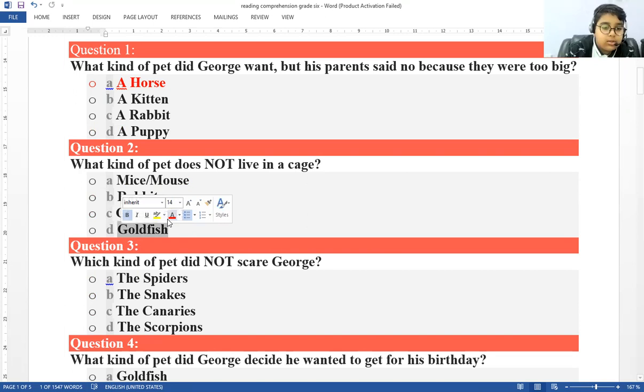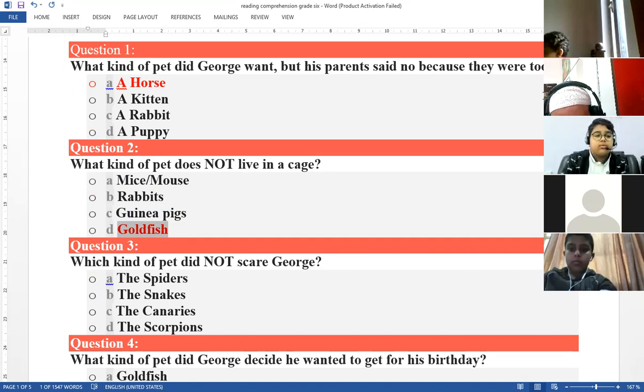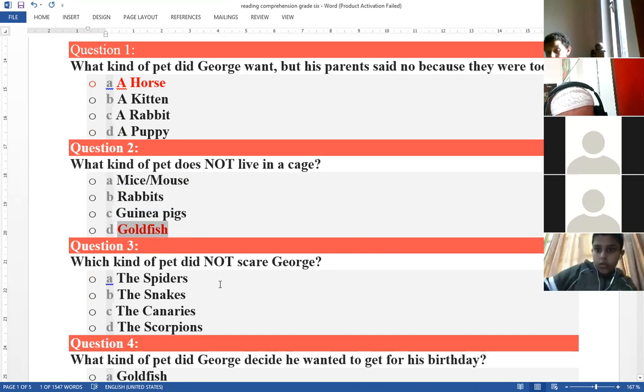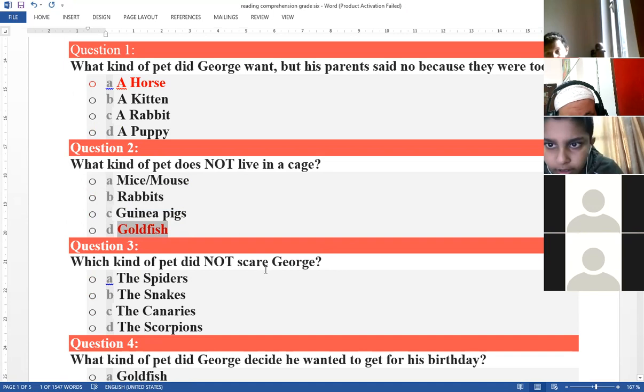Now, thank you, Asil. Let's take Abdul Rahman. Khalid, get ready. Which kind of pet did not scare George? It means it didn't make him scared. He's not afraid. Which kind of pet did not scare George?